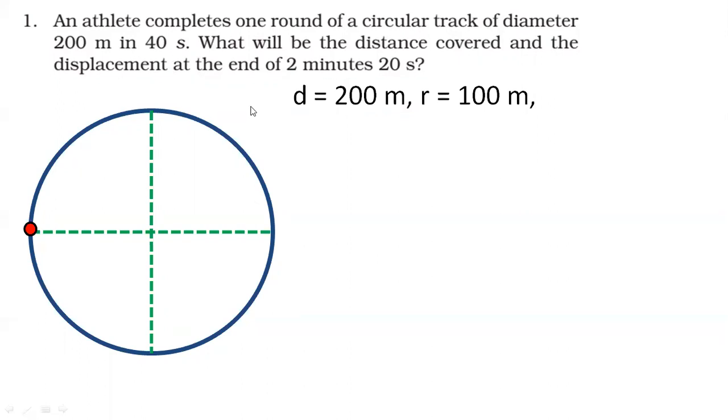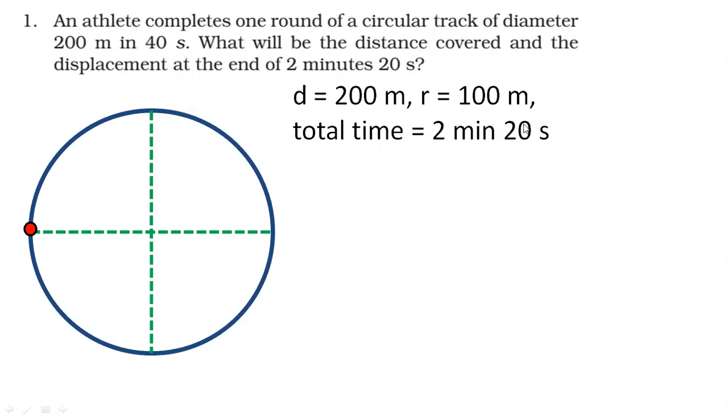Time is given as 40 seconds. So the total time is this one. This is the time required to complete one round. But what time had they asked us for distance and displacement? 2 minutes 20 seconds. So the total time is 2 minutes 20 seconds, not 40 seconds.